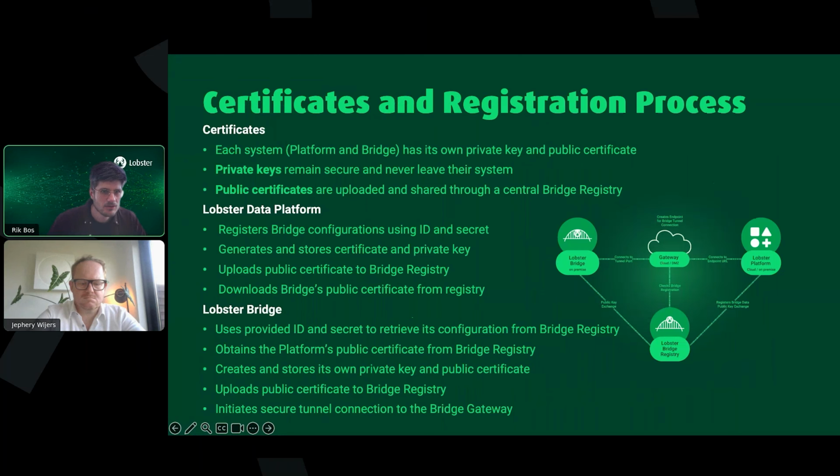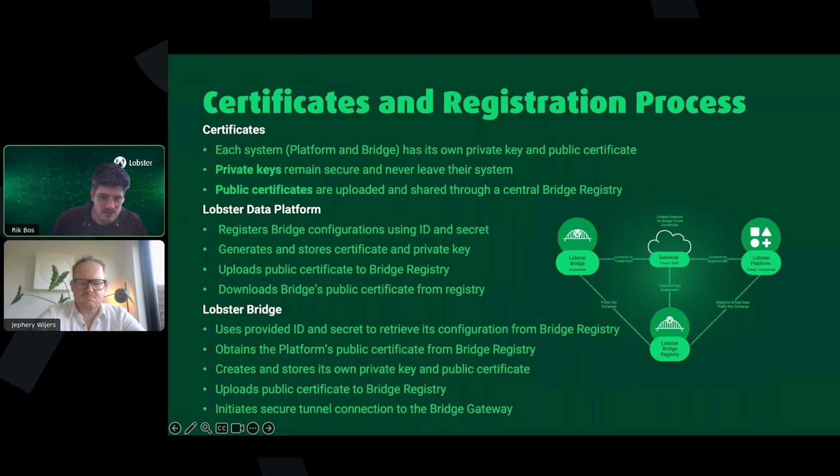Well, how do we keep this secure, you might ask, and how do we make this so easy? The trick is in the pyramid you see on the right-hand side. You have the platform, you have the bridge, you have the gateway for routing the connections, but we also have the registry. That registry makes sure that all the bridges and platforms can easily find each other without doing too much setup. The idea is to keep everything secure, as everybody in this whole setup has their own private key and public certificate. Of course, the private key will never leave a system, and the public certificate is what we use for authentication as well as encryption.